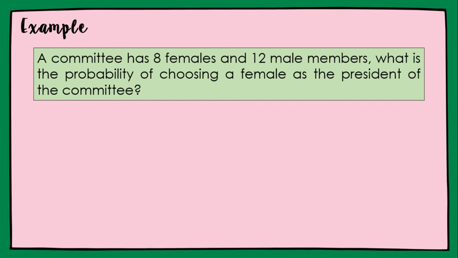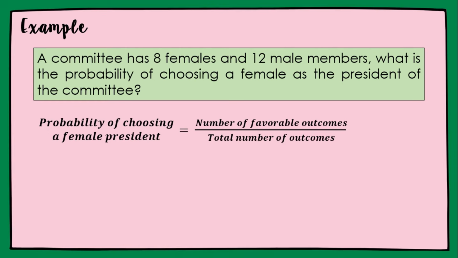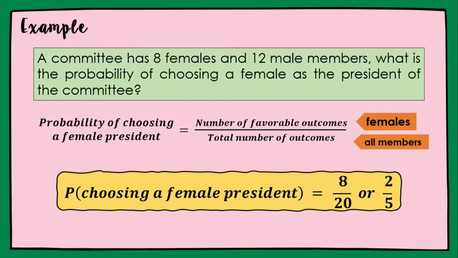For our first example, a committee has 8 females and 12 male members. What is the probability of choosing a female as the president of the committee? The probability of choosing a female president is equal to the number of favorable outcomes divided by the total number of outcomes. In this example, the number of favorable outcomes is the number of females, and the total number of outcomes is the number of all members. We have 8 females and a total of 20 members. Substituting this in our given formula, we have 8 over 20 or 2 over 5.